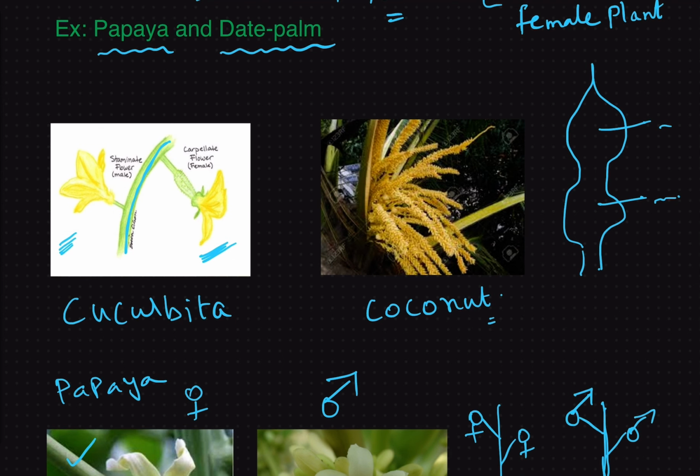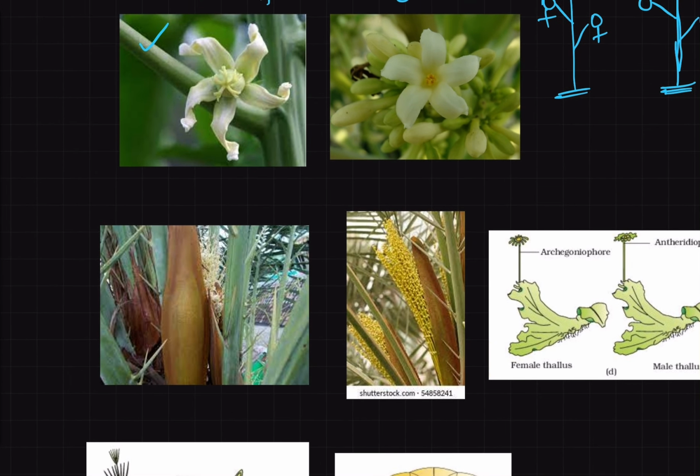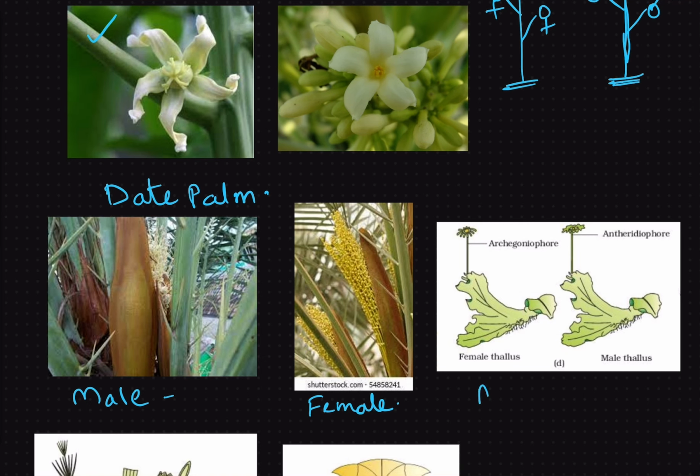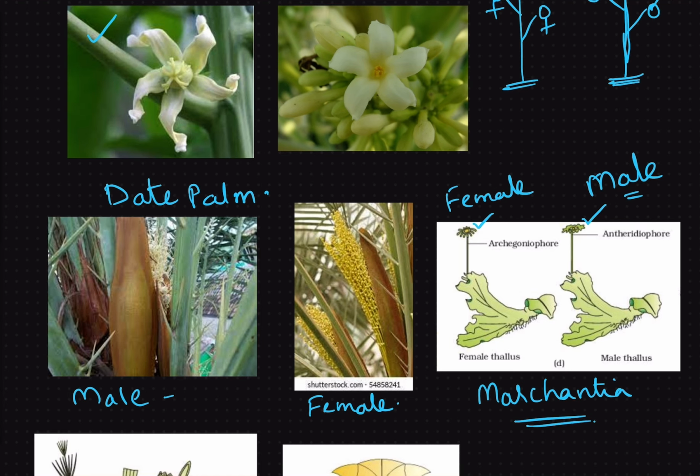Another example of dioecious condition is the date palm. You can see here, this is the date palm, this is the male flower of the date palm, and this is the female flower of the date palm. One more example, from the lower plants, the bryophytes, is Marchantia. In Marchantia, you have the female reproductive structure on separate thalli and the male reproductive structure on a different thallus. Archegonium is the female and antherozoid is the male.